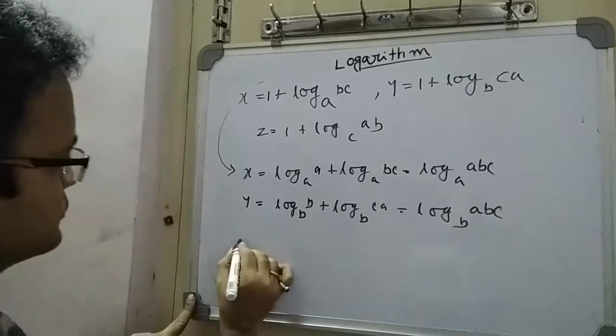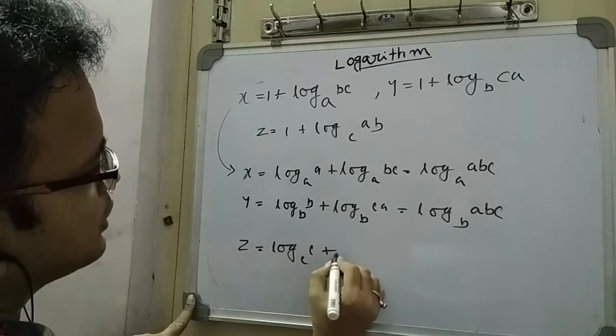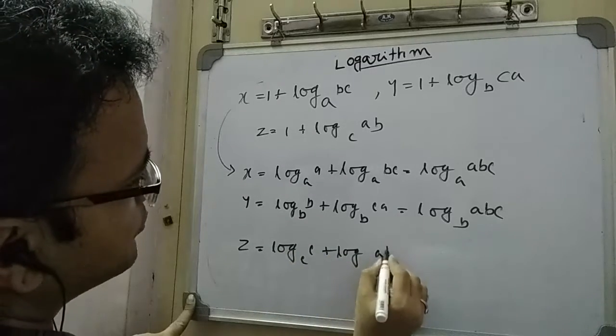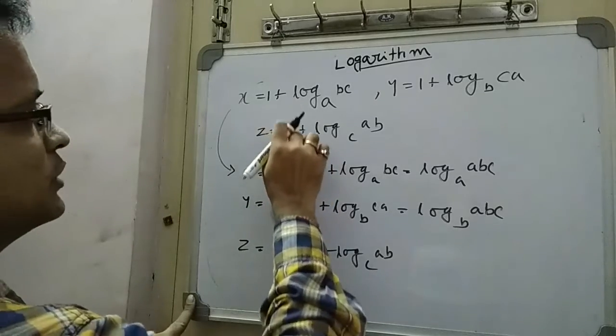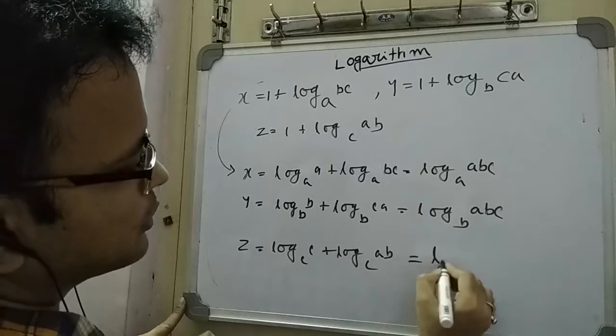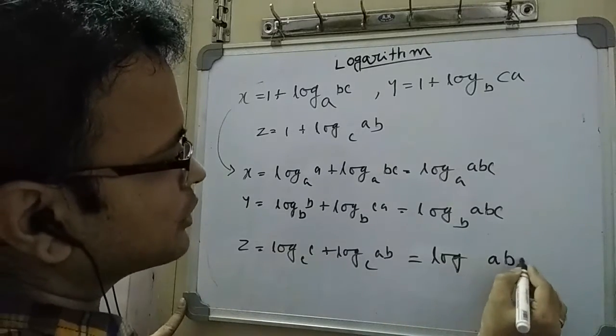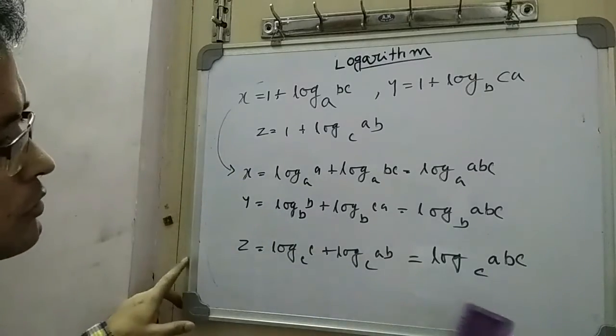log abc base b. From here I will write 1 as, I am just making the base the same and then keeping the value also the same, to get the total logarithmic value as 1. If I do not make the base the same, I cannot get the addition result. So this is the result.